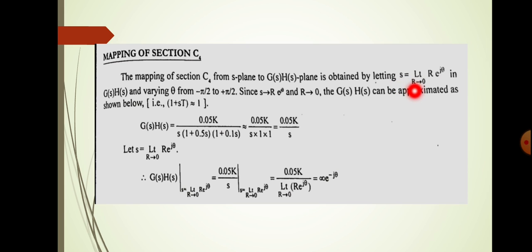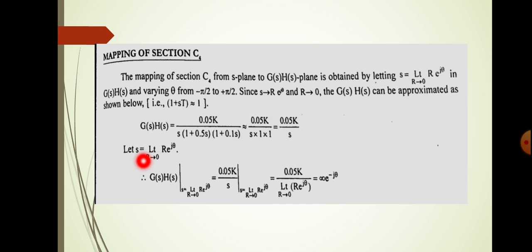S is equal to limit r tends to 0 r e raised to j theta. We have to substitute in the G of S and H of S, and the argument varying from minus pi by 2 to plus pi by 2. See here, when r tends to 0, then S will be tending to 0, right? So we can write G of S and H of S will be equal to 0.05k divided by, instead of 0.5 S, you know that when r tends to 0, S tends to 0. So this term will be 1, and also when r tends to 0, this term will be equal to 0. So 1 plus sT will be 1. So we will get G of S and H of S as 0.05k divided by S.